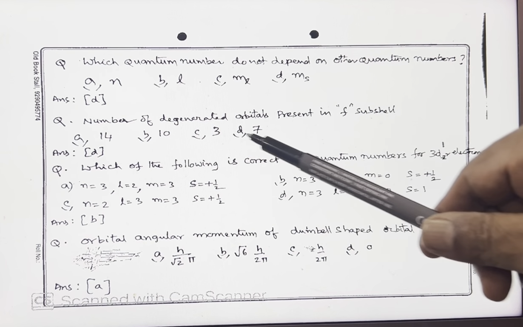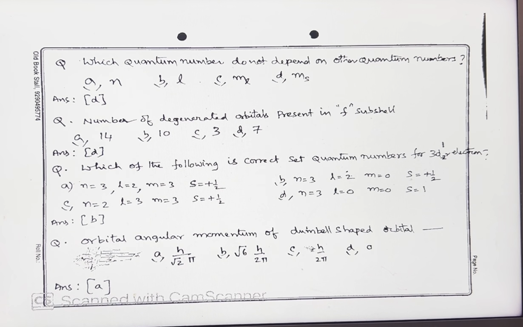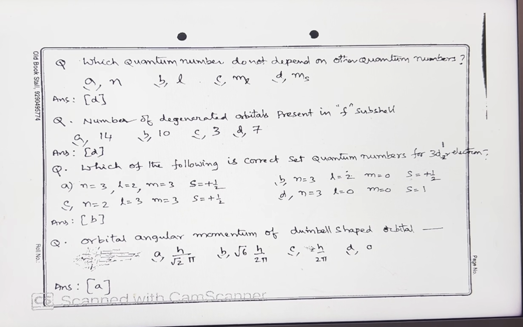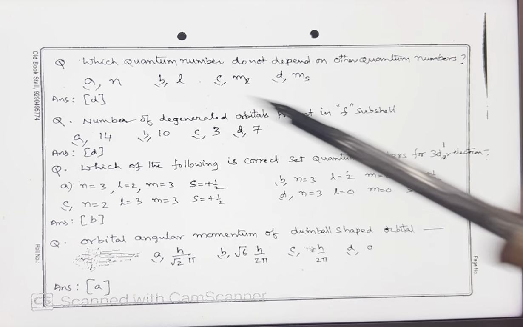Number of degenerated orbitals present in F subshell. You know, degenerated orbitals means equally energetic orbitals in a subshell. Equal energetic orbitals in a subshell are called degenerated orbitals. S contains 1, P contains 3, D contains 5 orbitals, F contains 7. So, D is the answer for this question.